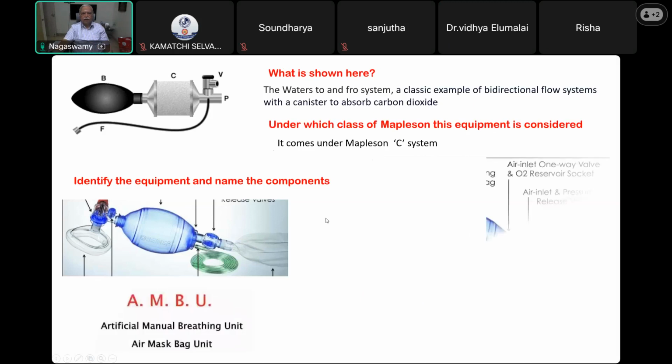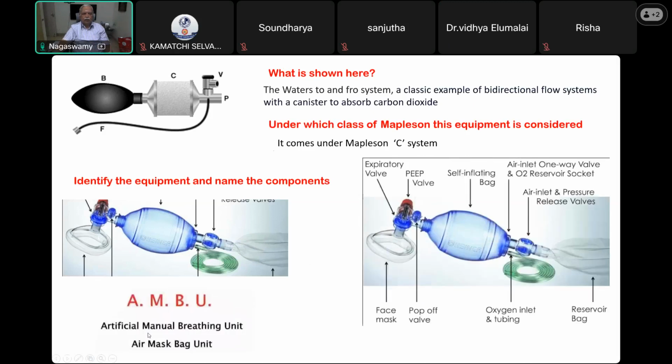Okay, right. Yes, sir. So AMBU stands for Artificial Manual Breathing Unit or Air Mask Bag Unit. So this is the face mask, this is the respiratory valve, and there's a PEEP valve. This red thing is the PEEP valve. You can give PEEP also. And there is a pop-up valve, there is a self-inflating bag. There is an air inlet here for the one-way valve to the oxygen reservoir socket. And you have the air inlet pressure release valve. You have the reservoir bag, oxygen inlet tubing. All these things are there.